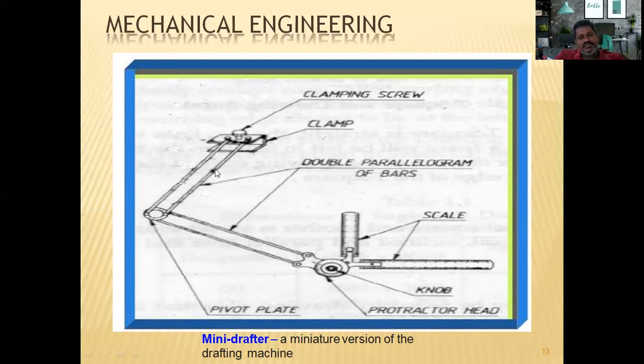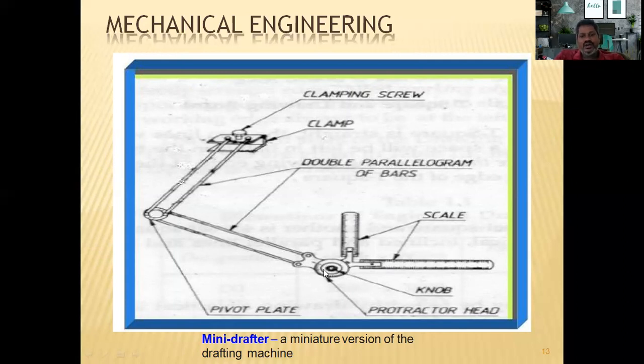This mini drafter consists of a double parallelogram of bars, as you can see here. Here you have a parallelogram of bars, and here also you have one, and these four bars are hinged at this location. Then one end of this double parallelogram of bars is connected to the clamp, and the other is connected to the scales, which are perpendicular to each other. The vertical lines will be drawn by using this scale, and the other scale is used to draw the horizontal lines, normally in the zero position.